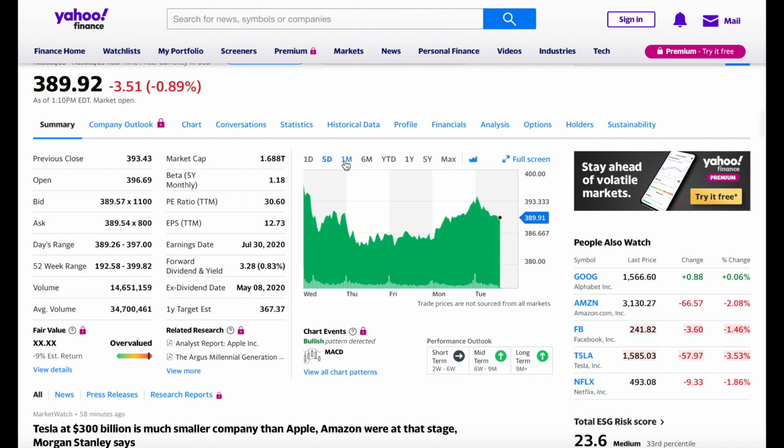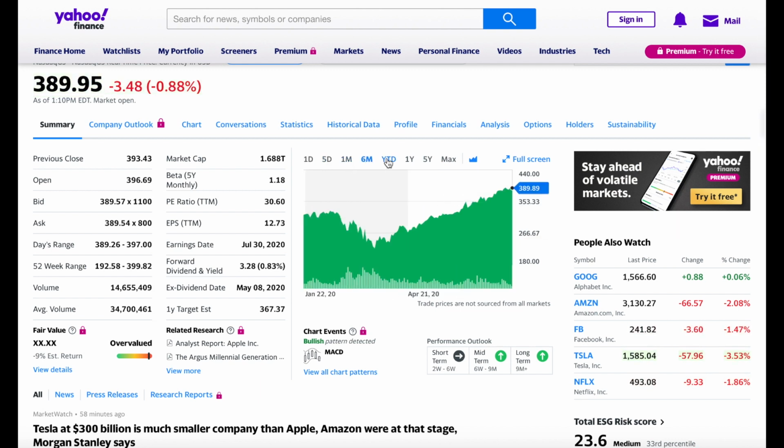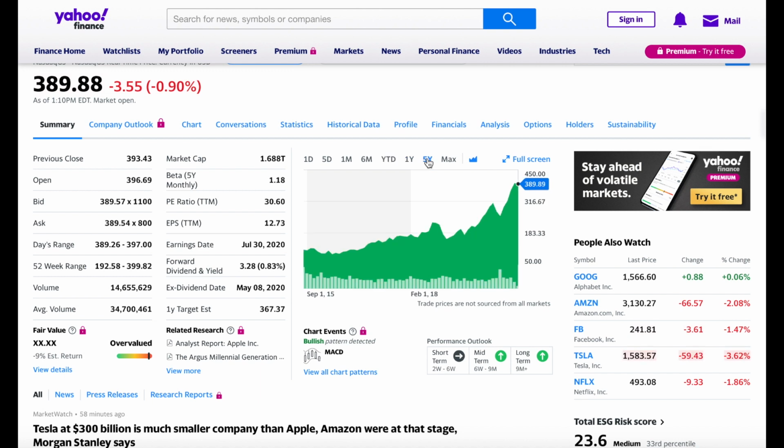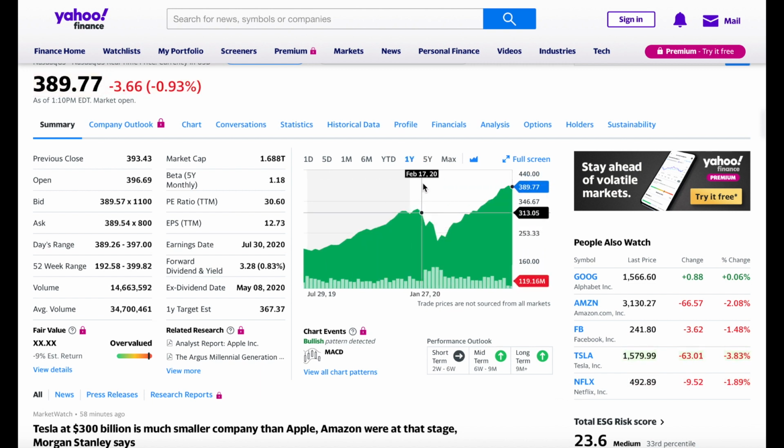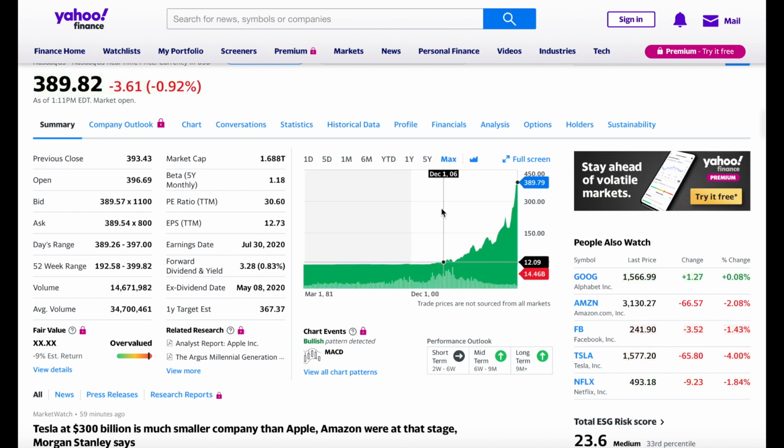Even a 5-day work week, 1 month, 6 month, year to date. I like to look at the 5 year and just see if it's on a steady incline. If you see a stock where it's on a steady incline, that means they're profitable. If you have one where it's up and down, all over the place, to me, it's not really a growth stock. It's not as profitable, but you can tell.